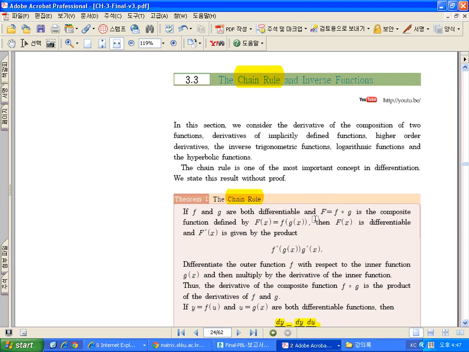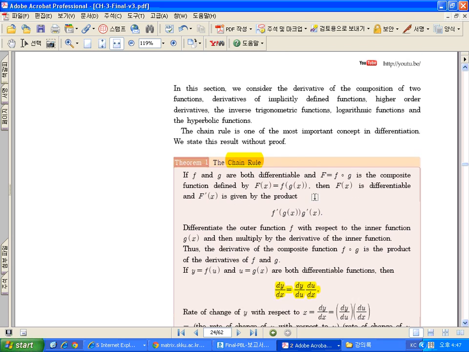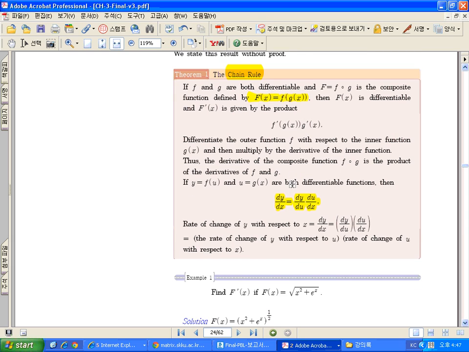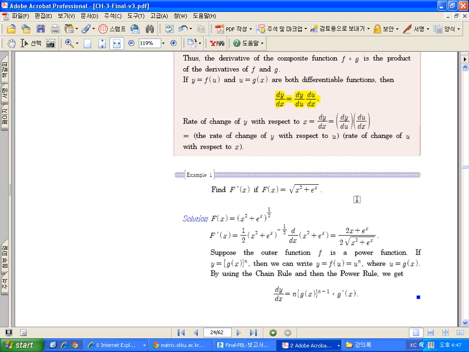Okay, now we start section 3.3, the chain rule and inverse functions. You must be familiar with this chain rule. Suppose you have a composite function like this, then when you find the derivative of the function, you differentiate the outside function first, then you differentiate the inside function as well. Okay? So that's the chain rule that you know.